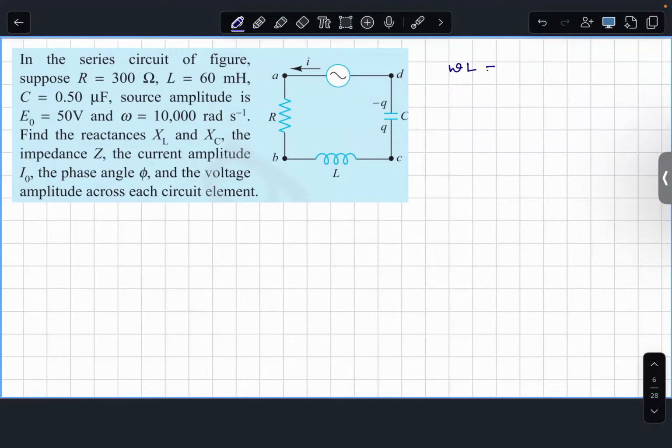What is omega L? Omega L is 1 into 10 to the power of 4 into 60 into 10 power minus 3. 600 ohm. 1 by omega C is 1 by 1 into 10 power 4 into C, half into 10 power minus 6. 200 ohm.